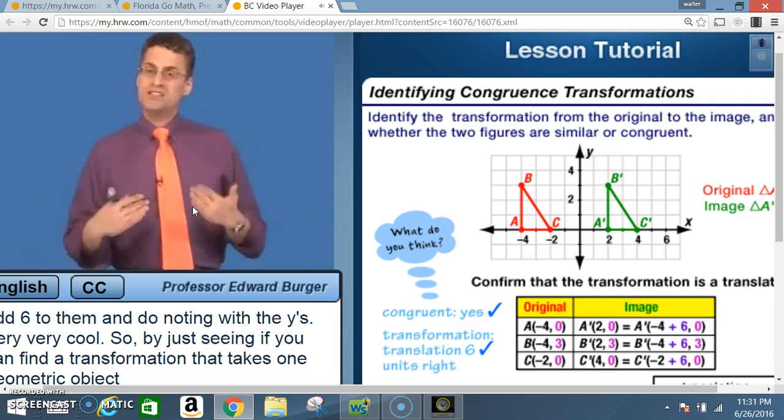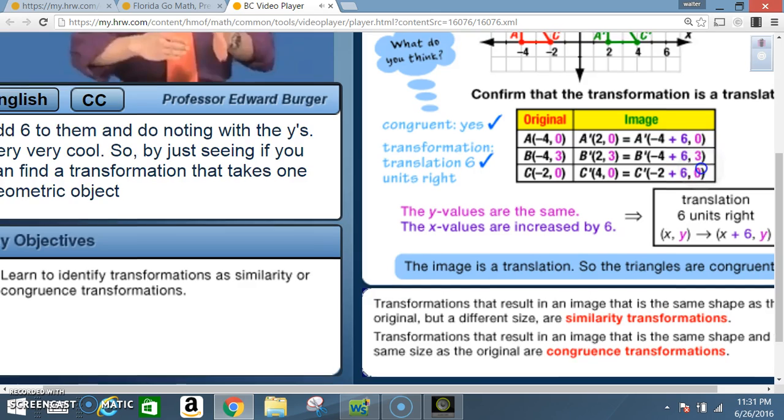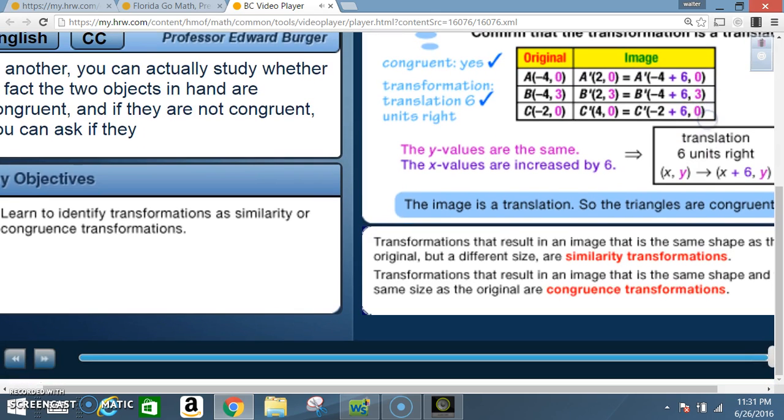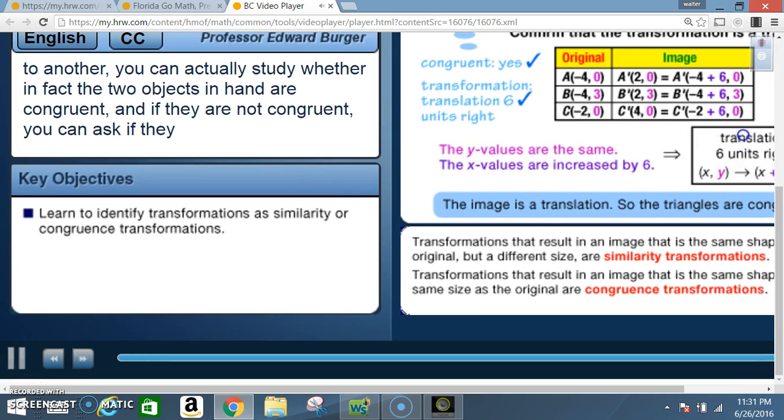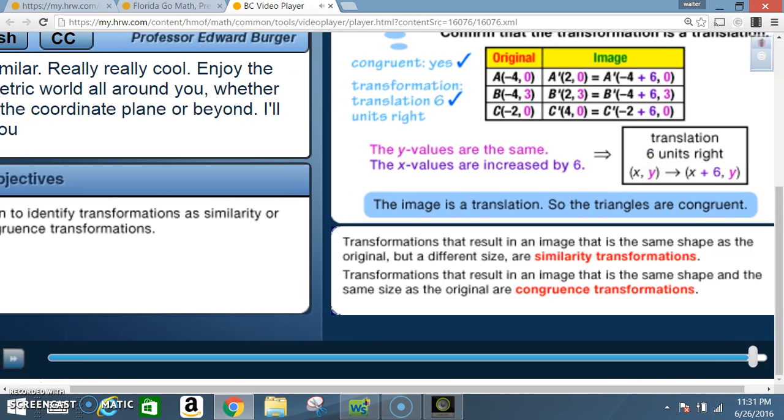So, by just seeing if you can find a transformation that takes one geometric object to another, you can study whether the two objects at hand are congruent, and if they're not congruent, you can ask if they're similar. Really, really cool. Enjoy the geometric world all around you, whether it's in the coordinate plane or beyond.